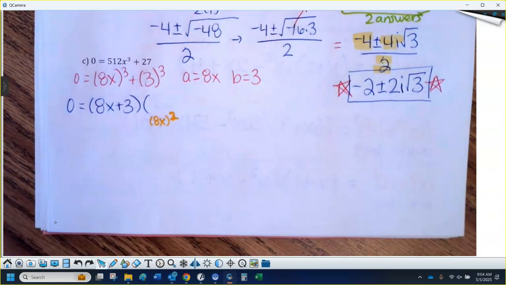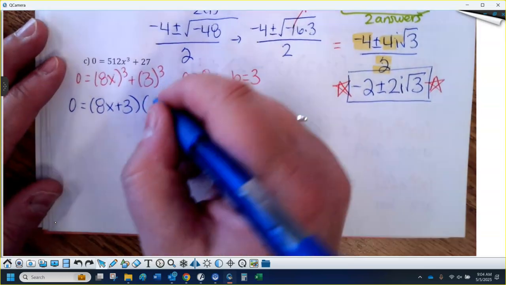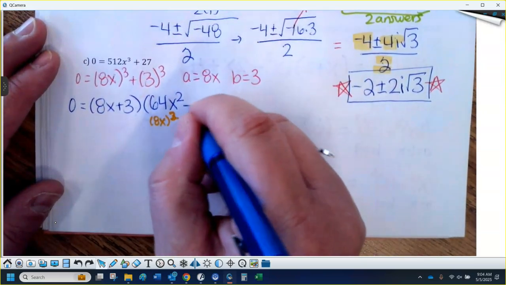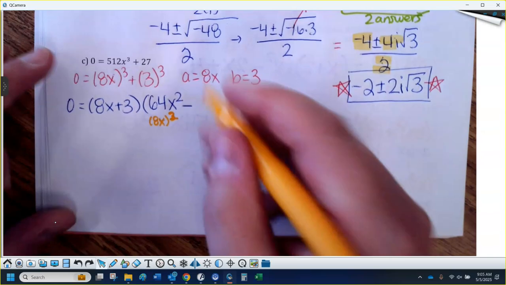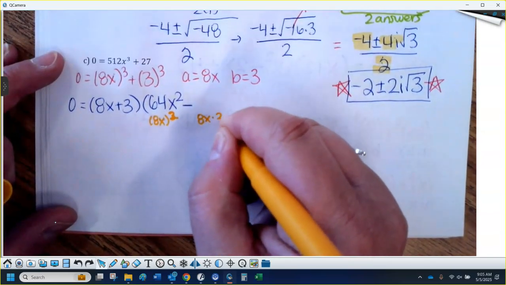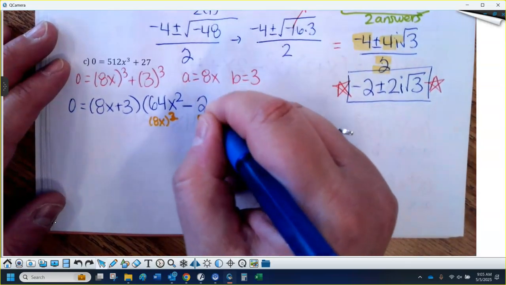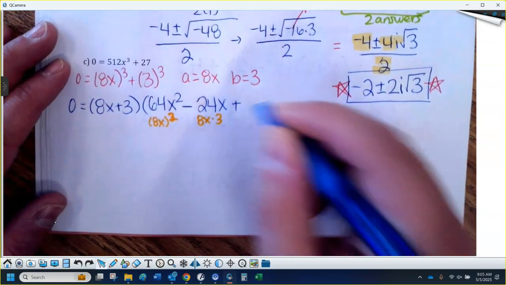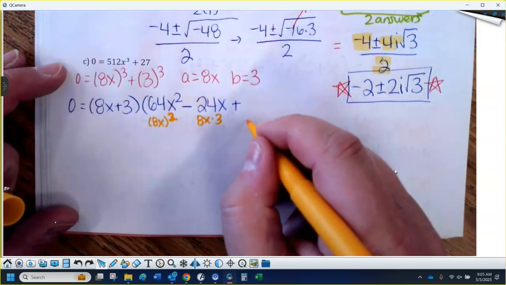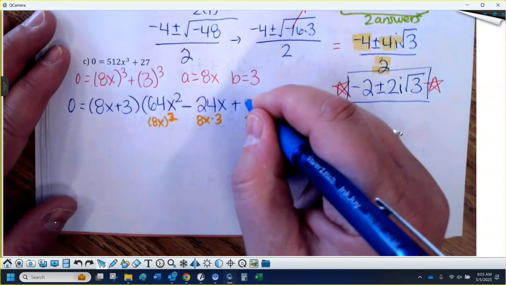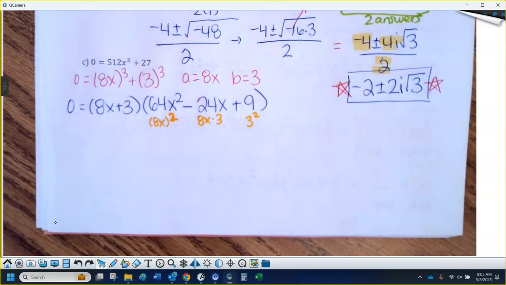Squared. Okay, you square the 8 and the x both, so this is going to become 64x squared. Then it's minus. A times b here is going to be 8x times 3, so we're just doing 8 times 3 and putting an x with it. This is going to be 24x. And then it's always plus b squared, which is going to be 3 squared if you're using that formula, so this is going to end up being 9.